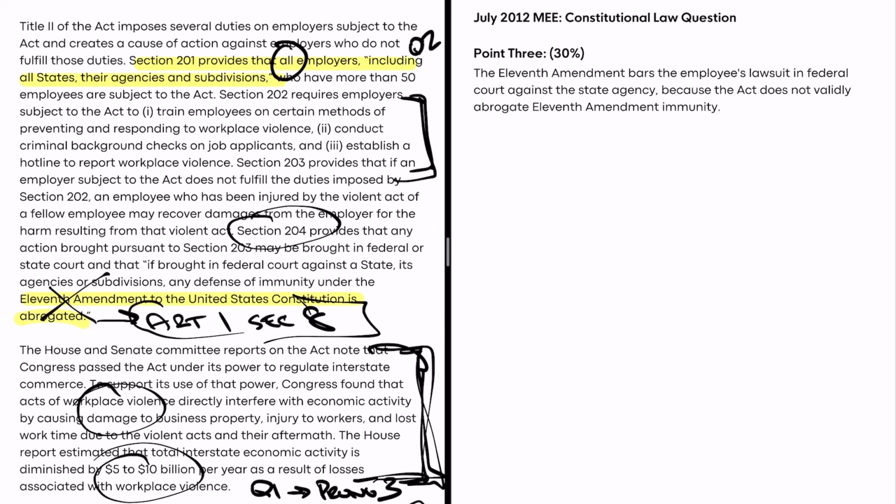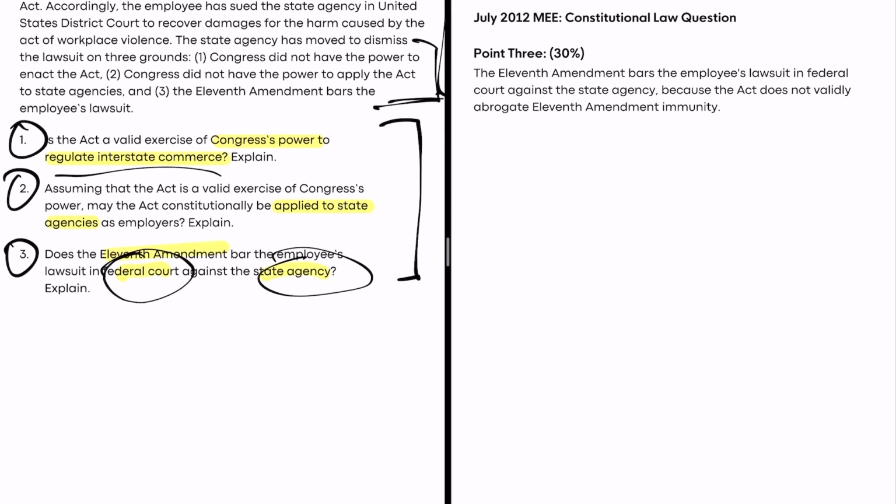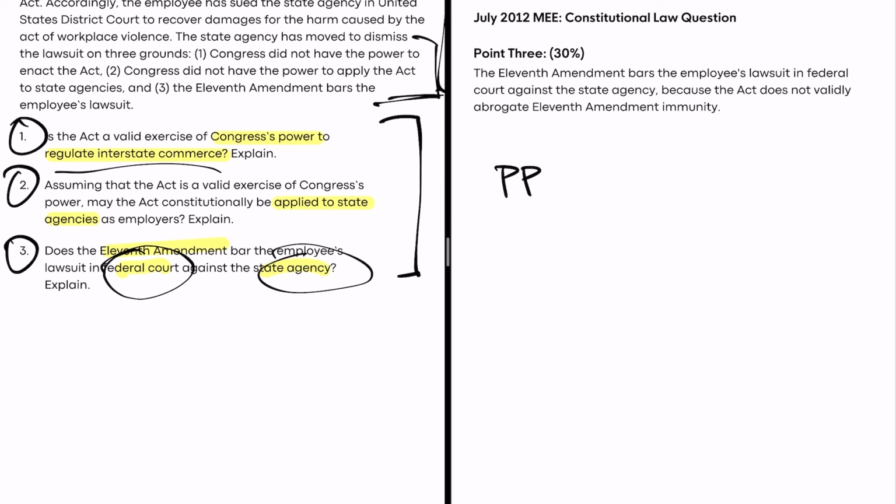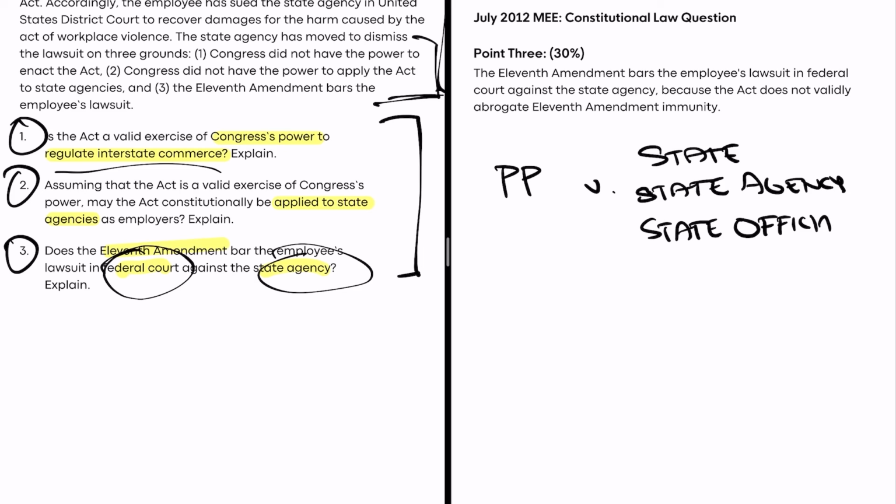Here, the bar examiners were looking for examinees to conclude that the 11th Amendment bars the employee's lawsuit in federal court against the state agency because the act does not validly abrogate 11th Amendment immunity. So here you had to recognize what triggers the 11th Amendment. Remember, anytime we have a private party suing a state agency, or a state official in federal court, right? That triggers the 11th Amendment.